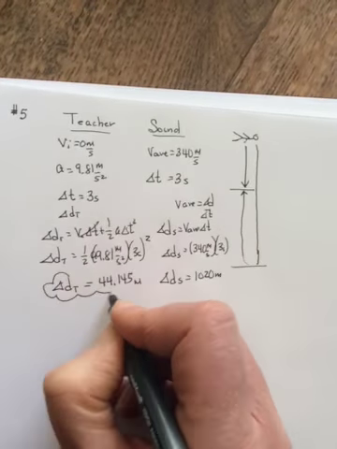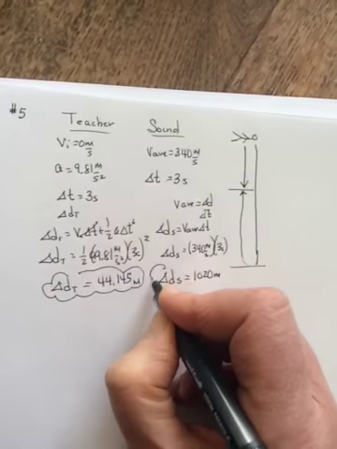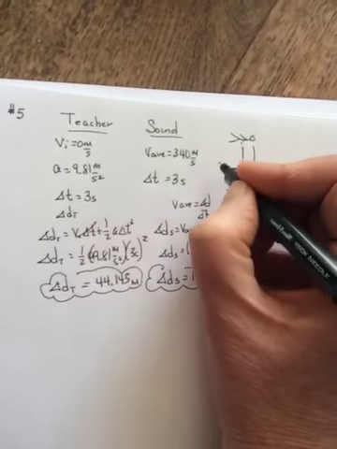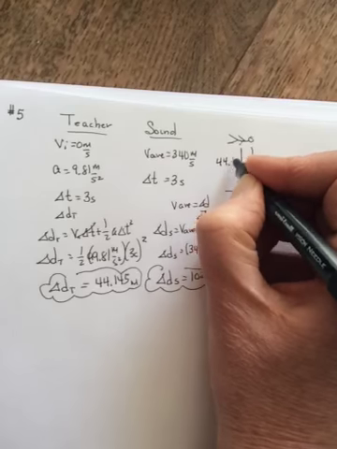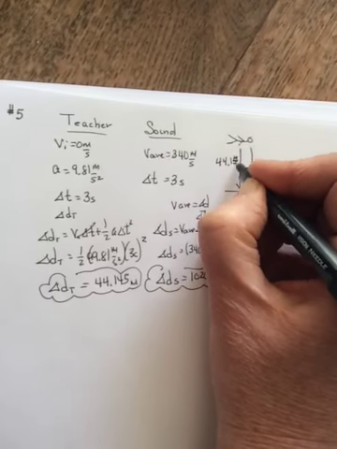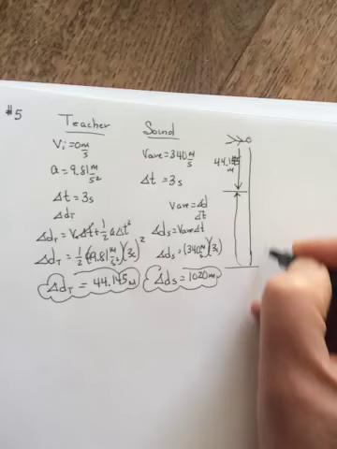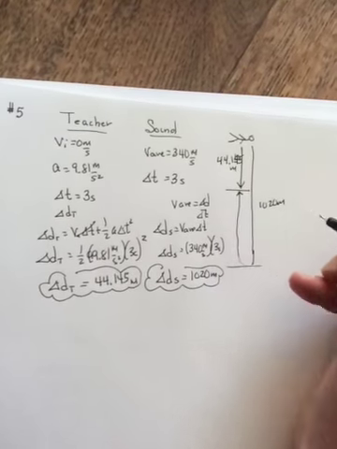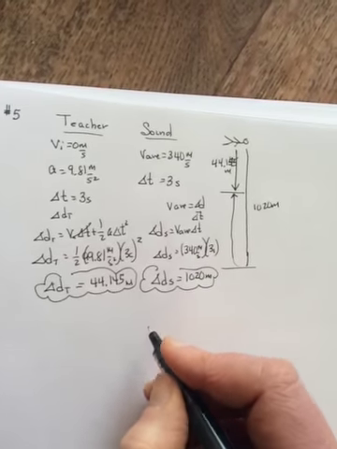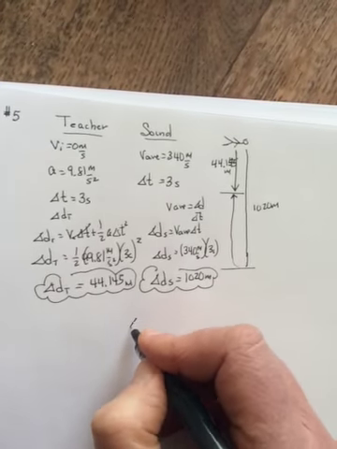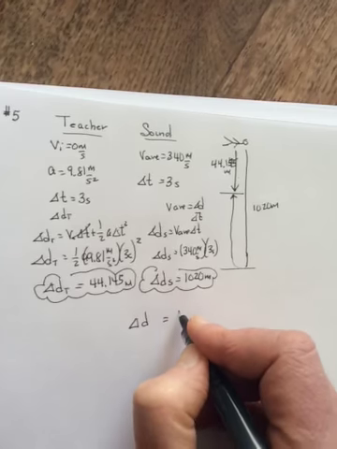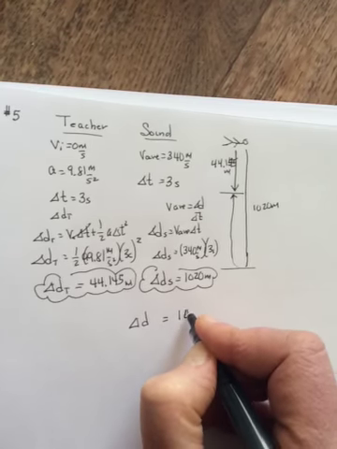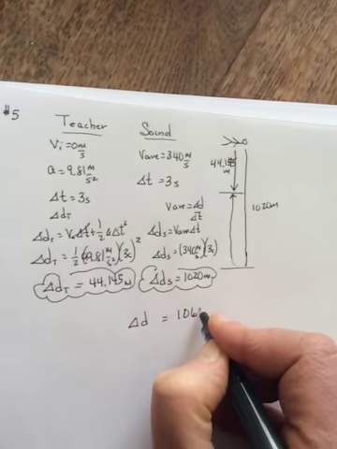So now the question is, what do you do with these two? And the picture is what's going to help you. Because look, we know this is 44.145 meters. And we know this whole thing down and up is 1,020 meters. What happens if you add them together? Well, you get a delta D of 1064.145 meters. But what is that delta D?